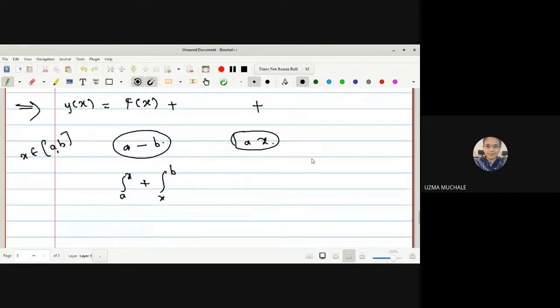Suppose we have the integration say minus 1 to 1. So this integration we can write it as minus 1 to 0 plus 0 to 1. In the very similar way, so what is x? X may take any value in between these two. So this limit a to b.